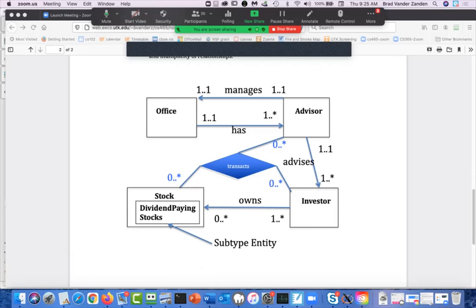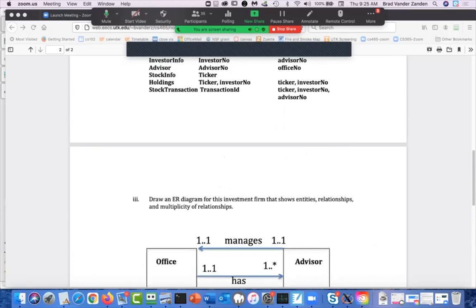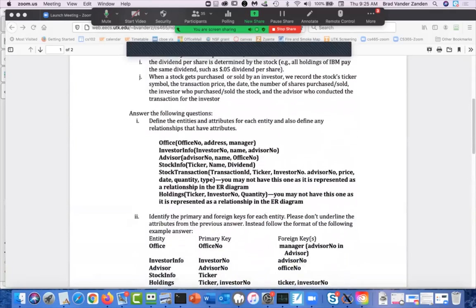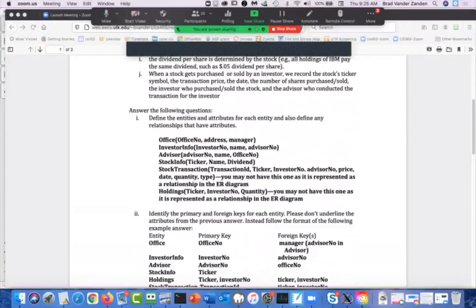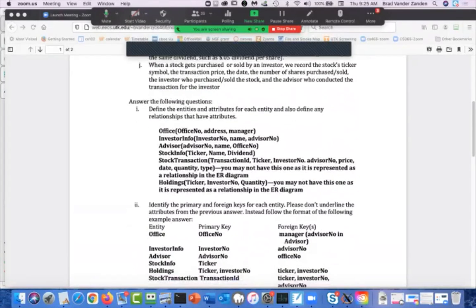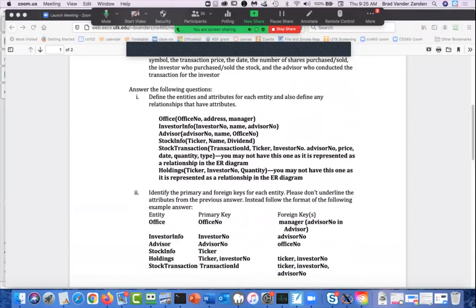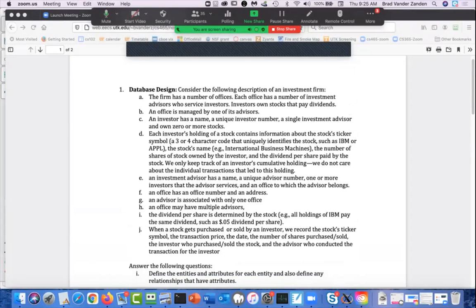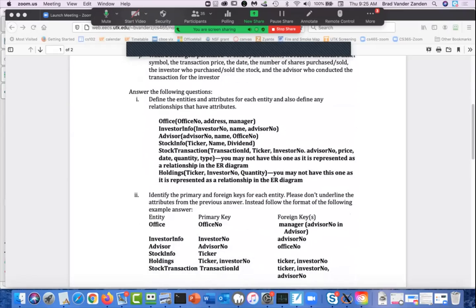Okay, so let's take a look at what I came up with. It says define the entities and attributes for each entity and also define any relationships that have attributes. So this is what I came up with. We knew that an office had an office number, an address, and a manager. So an office is managed by one of its advisors. An office has an office number and an address. So it needs this information.